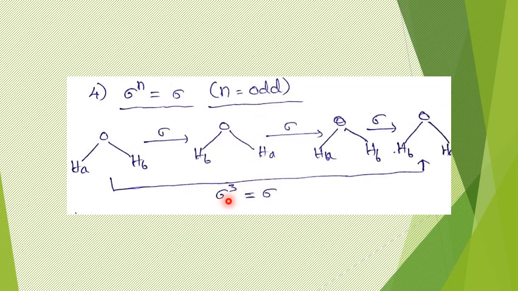If I perform the sigma operation an odd number of times, for example sigma raised to 3, which I have taken here just for illustrative purposes, that results in sigma itself. You can check why: this is the original orientation HA, HB, and this is HB, HA. I can obtain this directly by performing just one sigma. Even if I do 3 sigma, I'll get the same result, or even 5 sigmas. So if the sigma operation is performed an odd number of times, the outcome is just one sigma itself. Therefore, sigma raised to n is equal to sigma when n is odd.